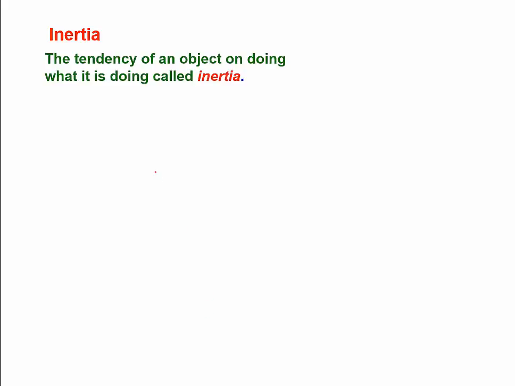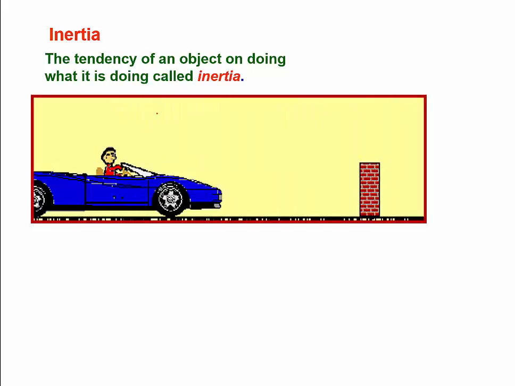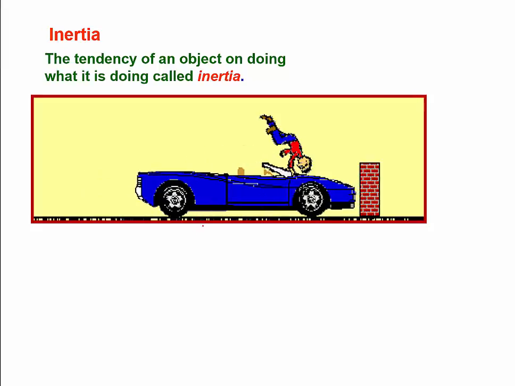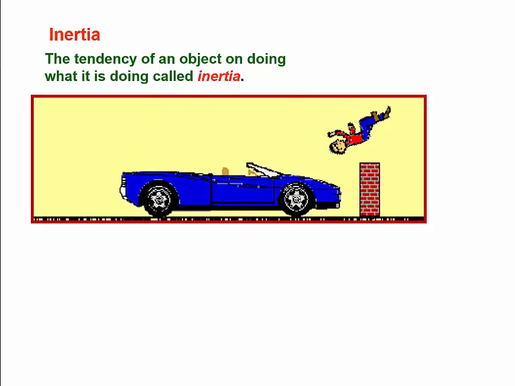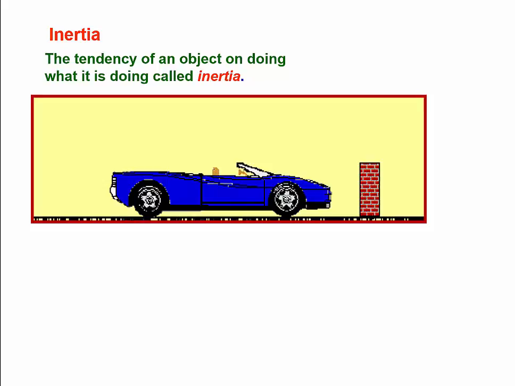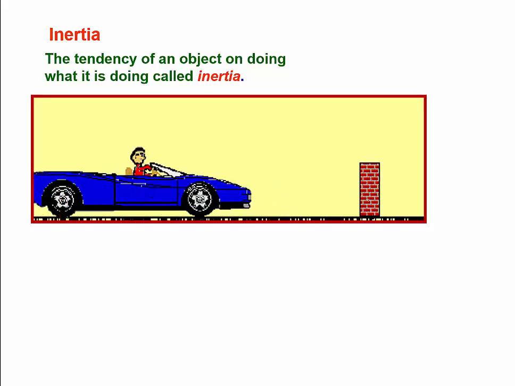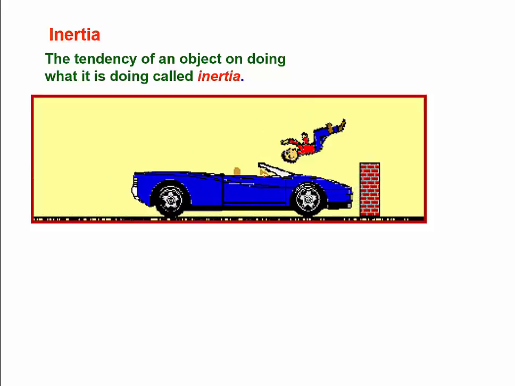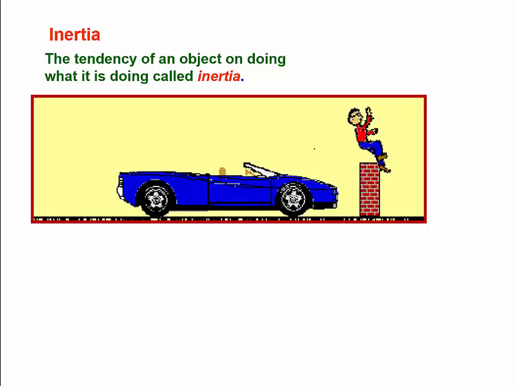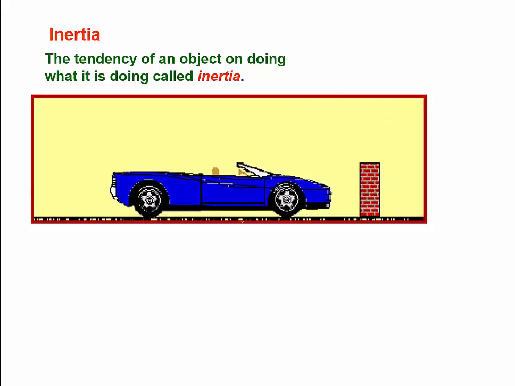Now, what's the concept of inertia? Inertia is the tendency of an object to keep on doing what it is doing. So the tendency of an object to keep on doing what it is doing is called inertia. Now look at this animation. Oh boy, why is he doing that? Well, he's in a state of motion, and the car was brought to rest and he's not wearing a seatbelt. He wants to keep on being in motion. That is inertia.